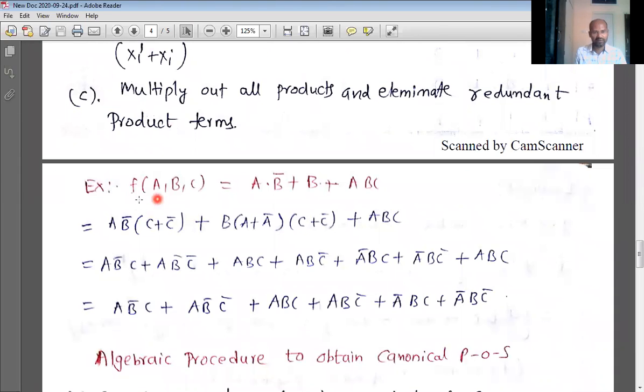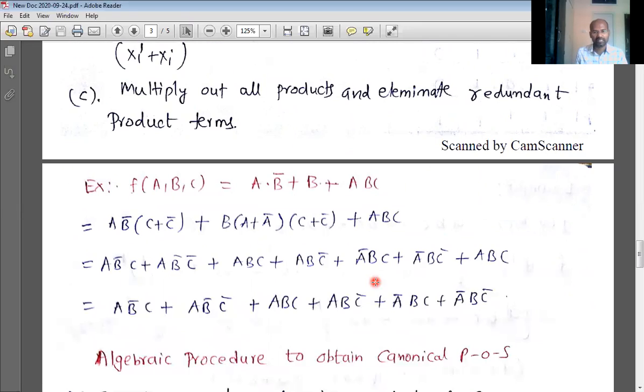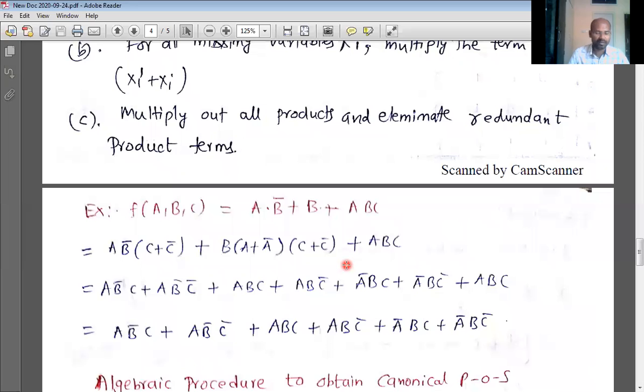This is the example. There is a Boolean function or switching function having 3 variables A, B, C, and this is that function: A B bar plus B plus A B C, and we have to represent this function in the canonical form, canonical sum of products. That is sum of products, right? Canonical sum of products. This is the shorthand of sum of products. So sum of products means the sum of all the min terms. Min terms means product terms, right?